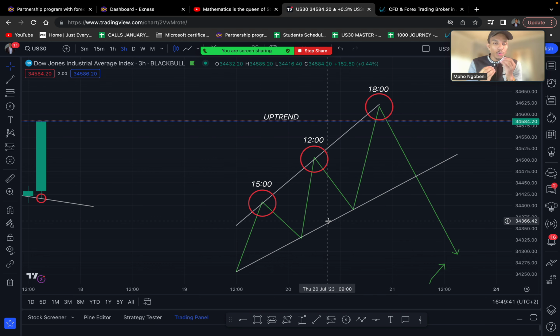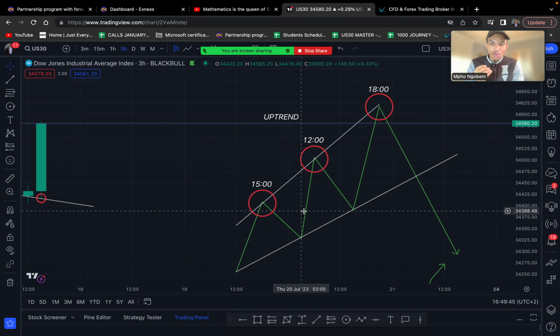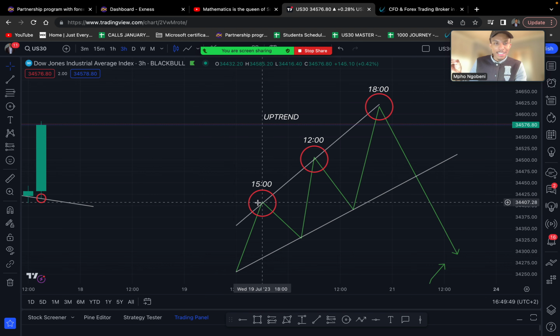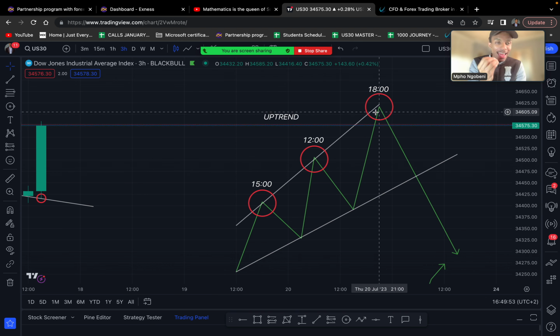Because we're using time as our entries. We want to get our entries using time. It's a time zone trading strategy. So I want the confirmation to show me that it rejected previously at this time, 15. So it's coming there again at 15. Guys, we can go for an entry.